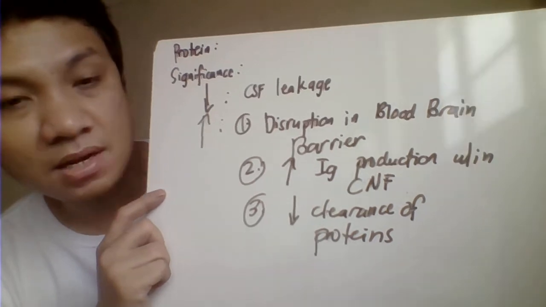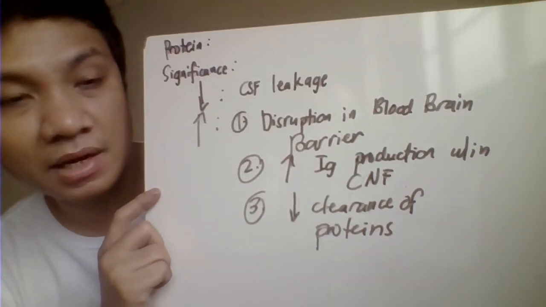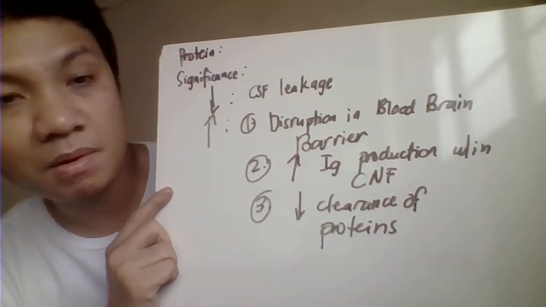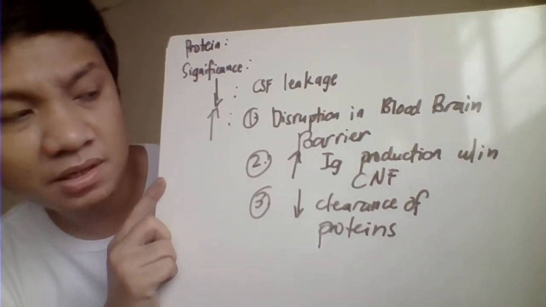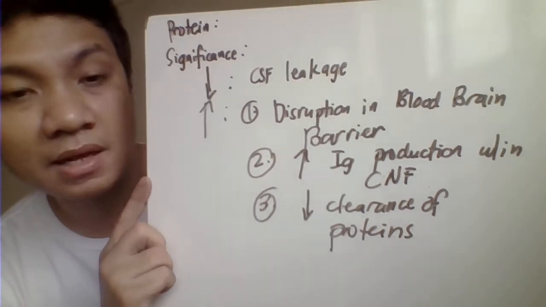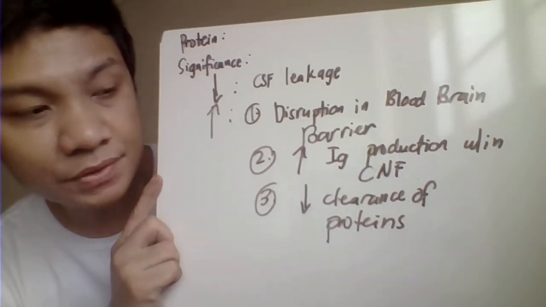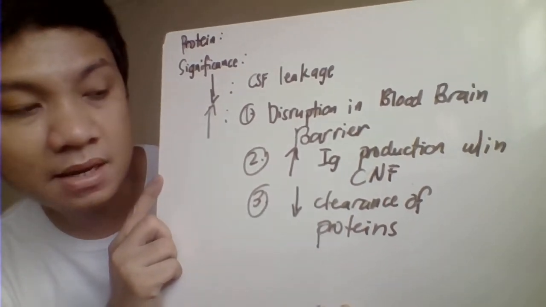Okay, for the clinical significance, decreased protein is associated with the leakage of your CSF fluid. And then we have also increased protein in your CSF related to your disruption in your blood-brain barrier in the case of some damage. We have also increased immunoglobulin production within the CNS in the case of multiple sclerosis, and we have also decreased clearance of the protein.